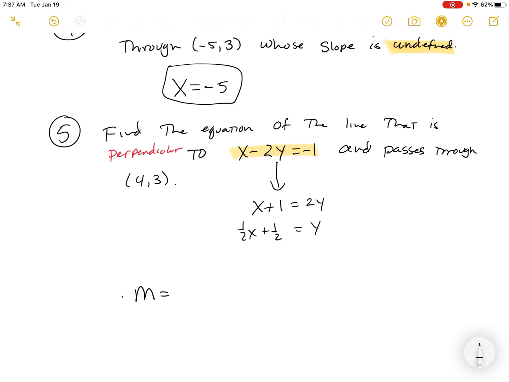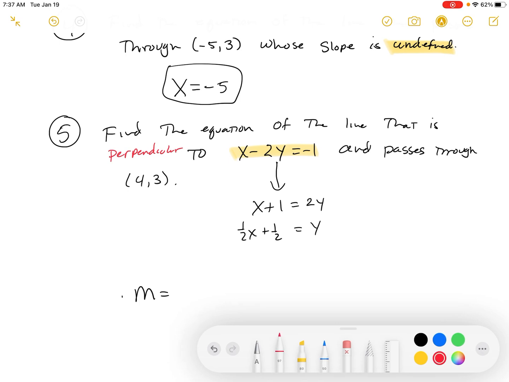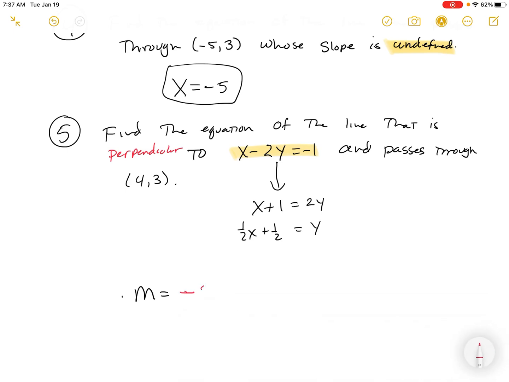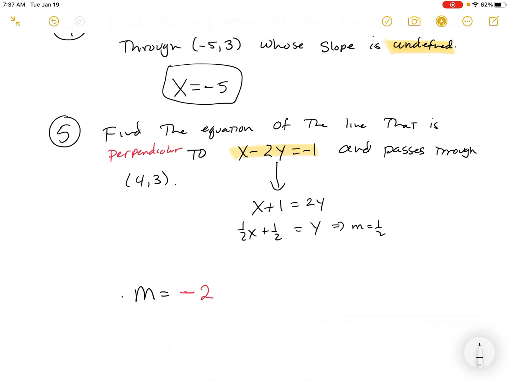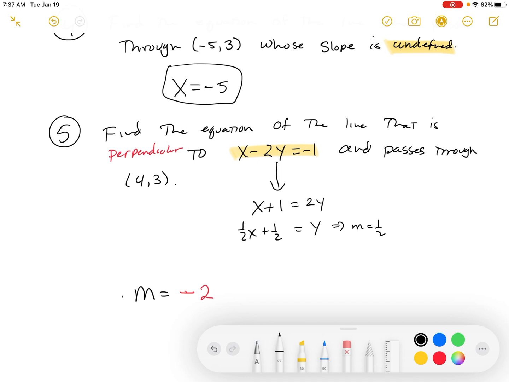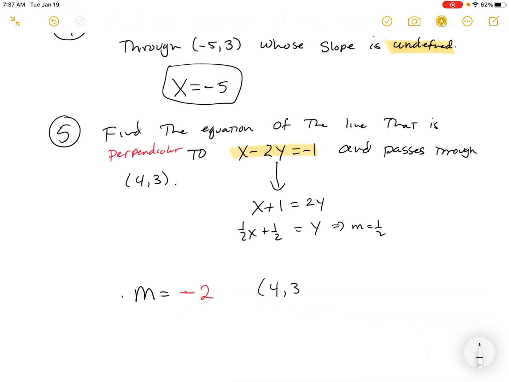What changes is right here. My slope is no longer 1/2. It is for this line, but I want it to be perpendicular. So my slope now is that opposite sign and the reciprocal. So the slope of the given line is still 1/2. And I use that same 1/2 when I want it to be, I'm sorry, when I want it to be parallel. When I want it to be perpendicular, I don't use the same slope. I take the opposite sign, so it was positive, I make it negative, and I flip the 1/2 to be a 2. But I'm still going through the same point, (4, 3).